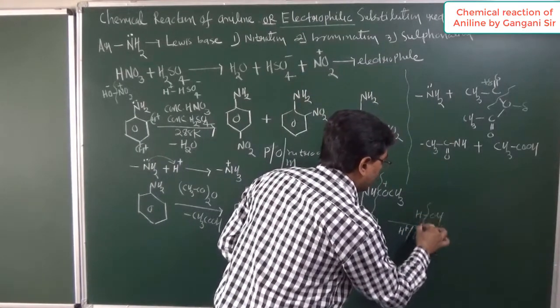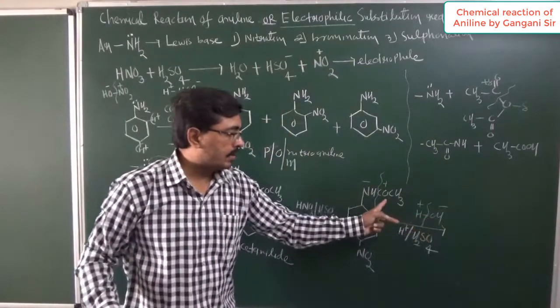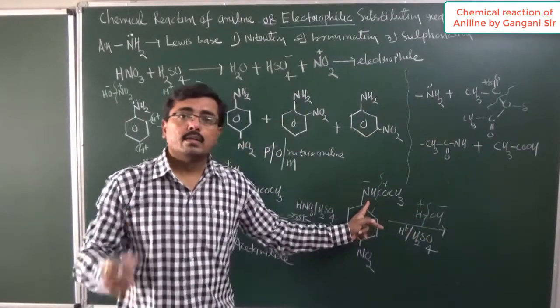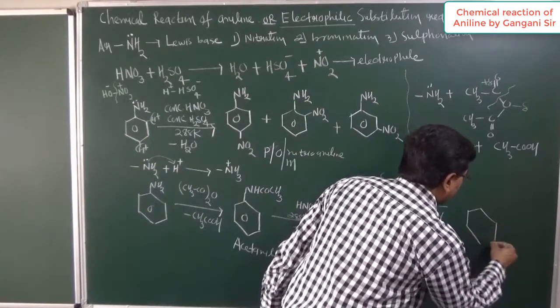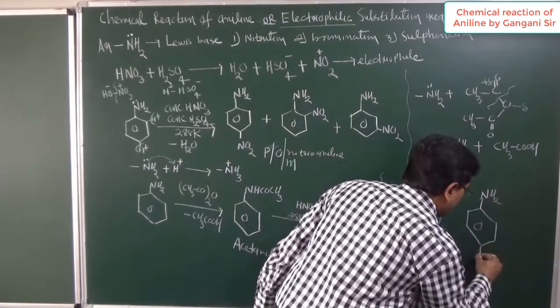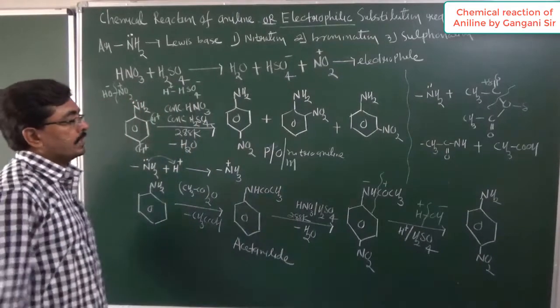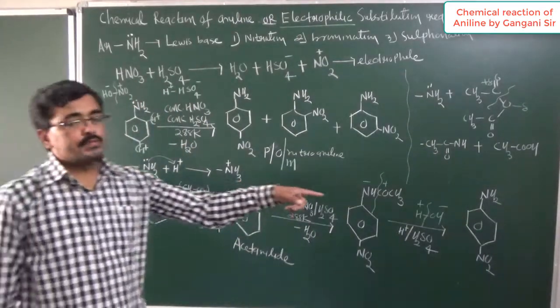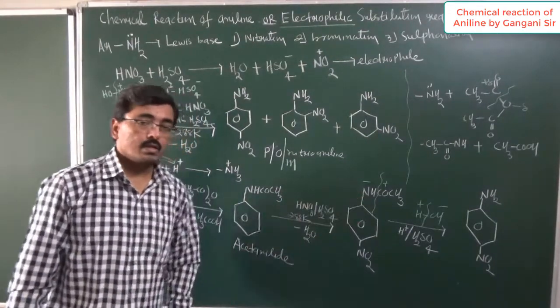Now you know that hydrolysis means addition of water. OH will be added on carbon, H will be added on nitrogen. So as a result, I will get this structure which is known as para-nitroaniline. So here, this mono-substituted reaction product can be obtained by using these reactions.